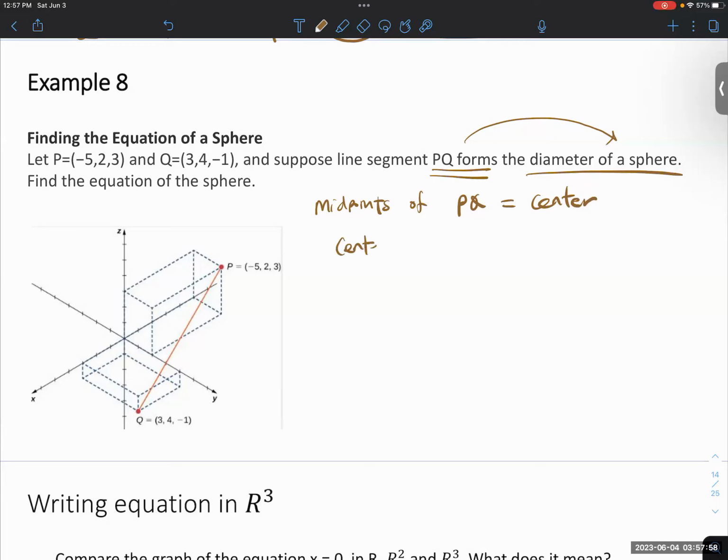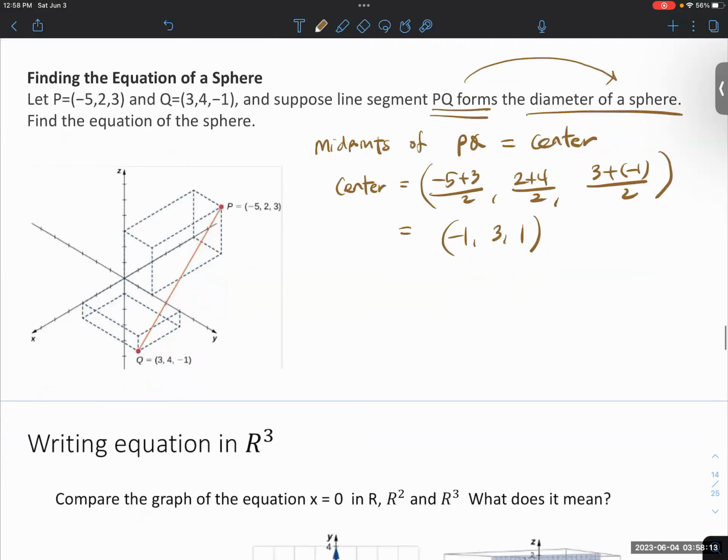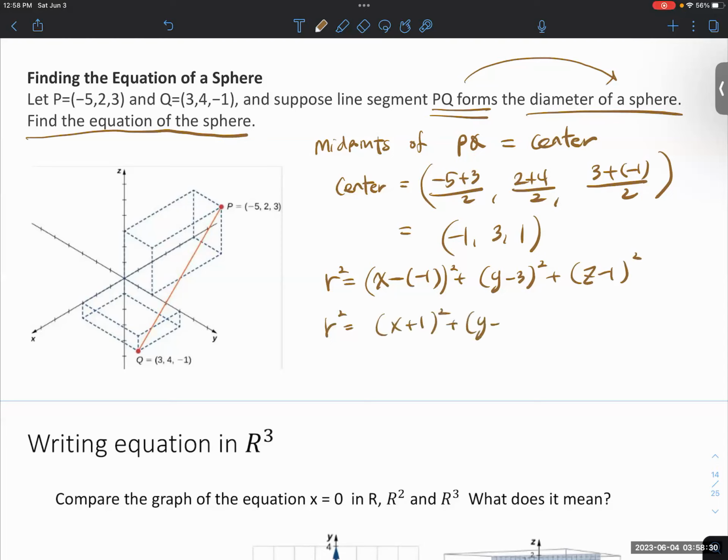So you can find the center point: (-5 + 2)/2, (2 + 4)/2, (3 + -1)/2. So you will find the center is (-1, 3, 1). And then they're looking for the equation of the sphere. So r squared equals (x - (-1))² + (y - 3)² + (z - 1)². So again, r squared equals (x + 1)² + (y - 3)² + (z - 1)².